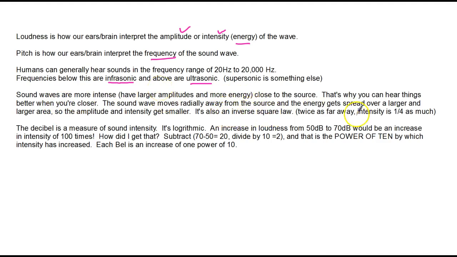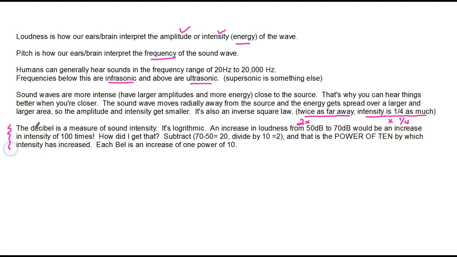It's an inverse square law, actually. So if you're twice as far away from the source, the intensity is only 1/4. If twice as far, that's 2 times. The inverse of that would be divided by 2. The square of that would be divided by 4. So if you double your distance, you reduce the intensity to 1/4 of what it was.